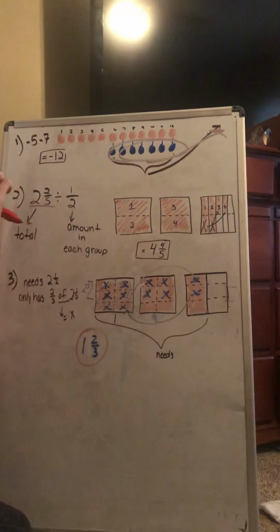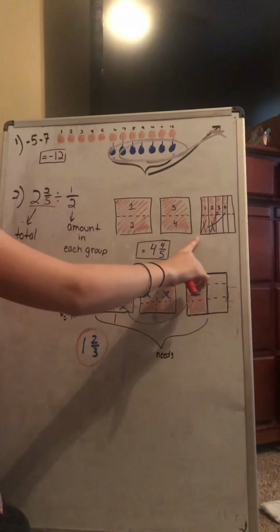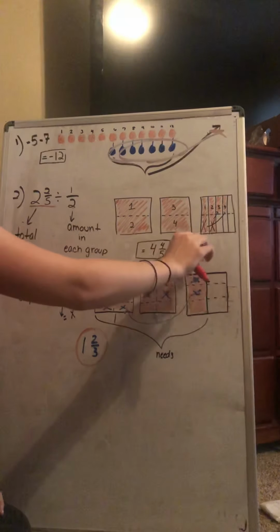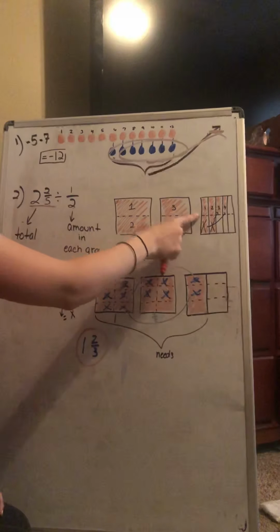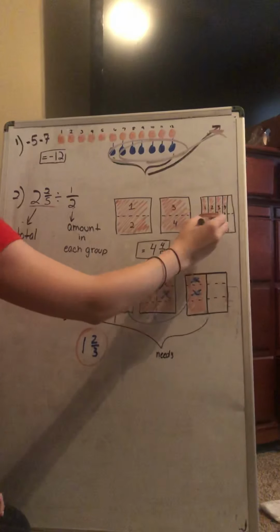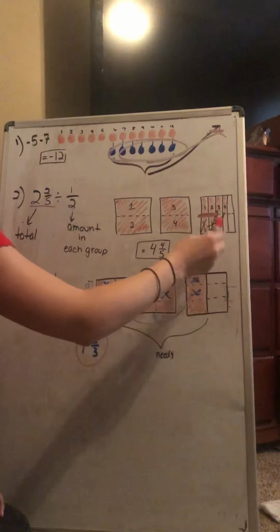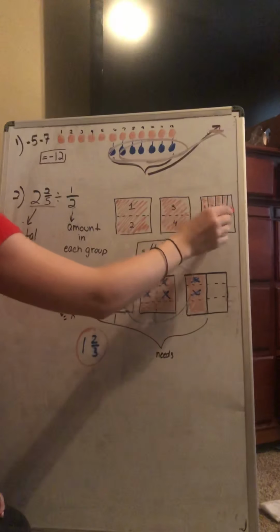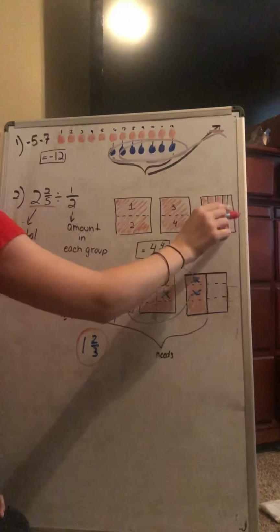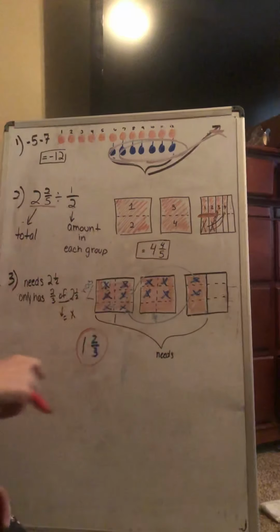So the whole number is, there's 4 groups, and then with these, to make it easier, I moved these two, since there's the line right here, I moved these two up so I can see it more clearly that there are 4, and then there's 1 left, so it's 4 out of 5. So the answer is 4 and 4/5.